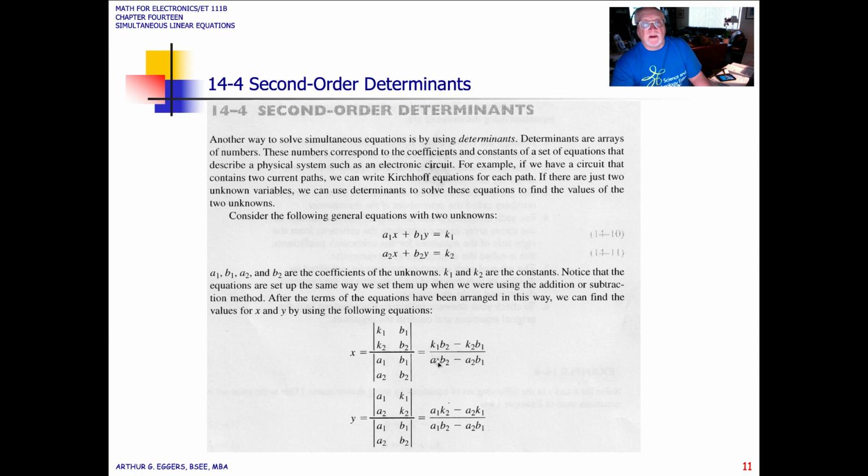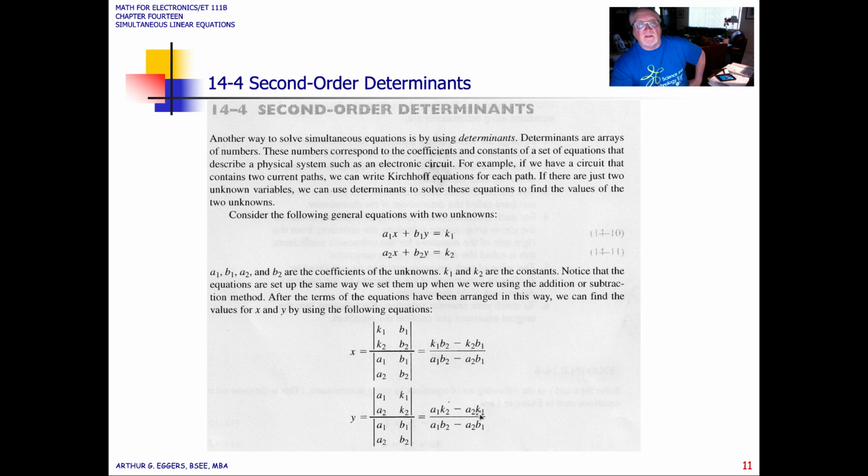So let's roll back here. If you take a look, that denominator and that denominator for x and y are in fact the same. It's the numerator that has different terms, okay? And you can see we've got B2 on the right, K1 and K2 on the left, and in the y version, we've got K1, K2 on the right, and A1, A2 on the left.